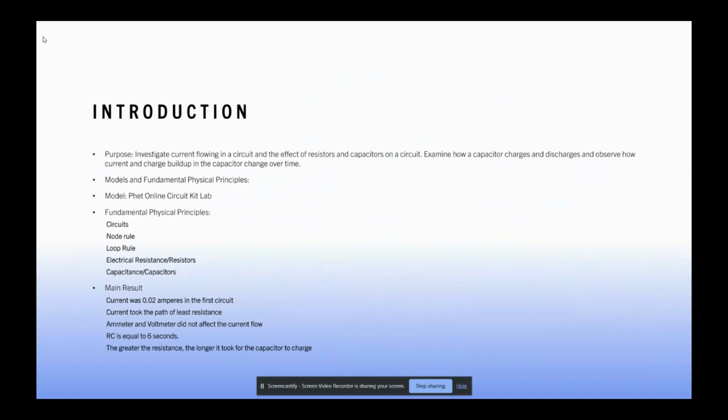The main result of this lab was that the current was 0.02 amperes in the first circuit. The current took the path of least resistance. The ammeter and voltmeter did not affect the current flow when connected correctly. The time constant RC is equal to 6 seconds, and the greater the resistance, the longer it took for the capacitor to charge.